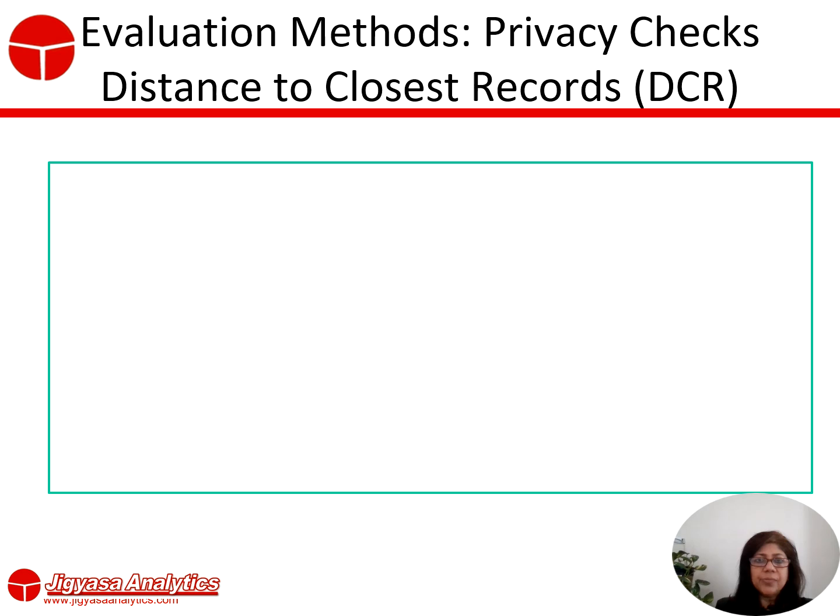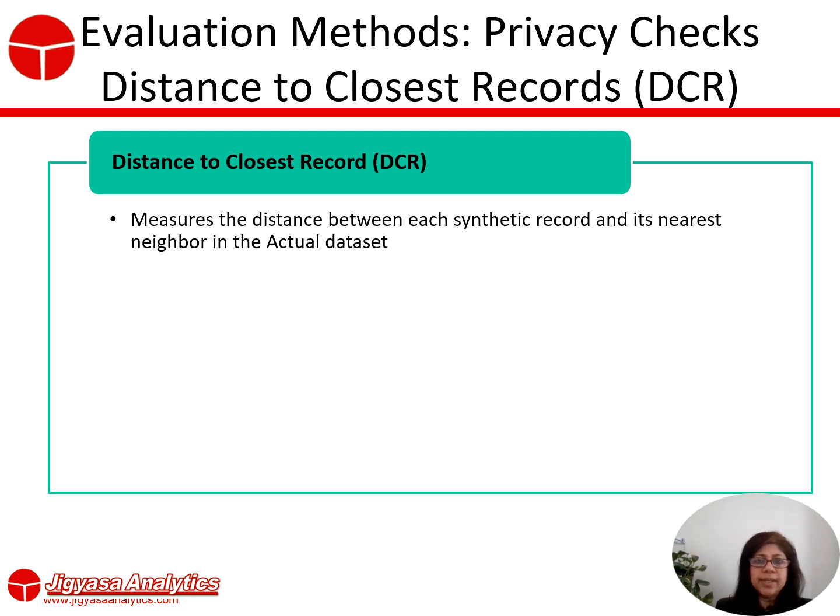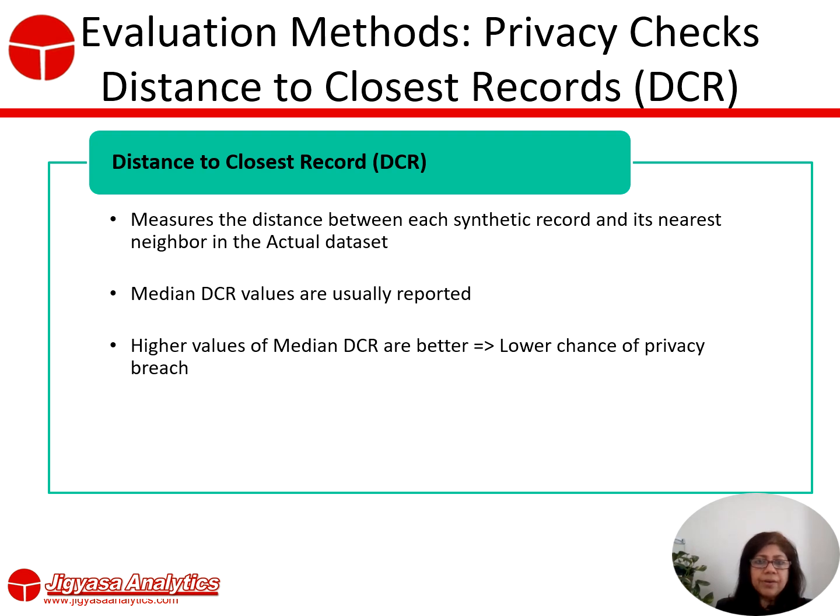Another metric that we look at to evaluate the privacy of synthetic datasets is the distance to closest record, or DCR, which measures the distance between each synthetic record and its closest neighbor in the actual dataset. These DCR values are calculated for each synthetic record, and the median of these values is usually reported. Higher values of median DCR are better, as it implies a lower chance of breach of privacy.